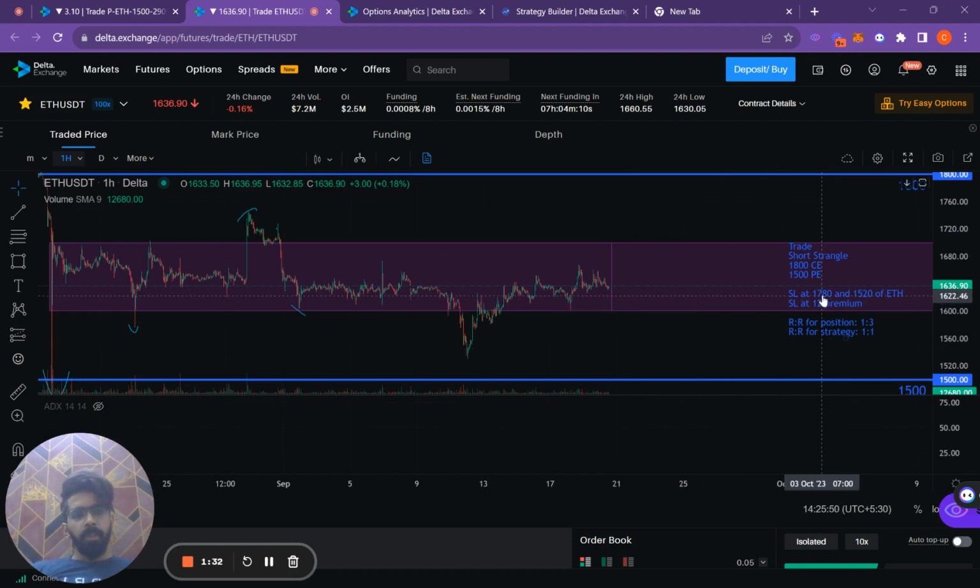Also, Delta Exchange gives you an option to place a stop loss at the asset price as well. So, for extra security, I've additionally placed a stop loss at the asset price of 1780. So if Ethereum crosses above 1780, the stop loss for my call side will be hit. And if it goes below 1520, my stop loss will again be hit.